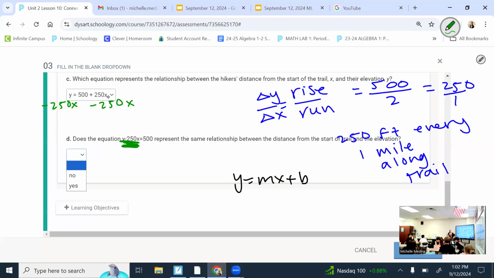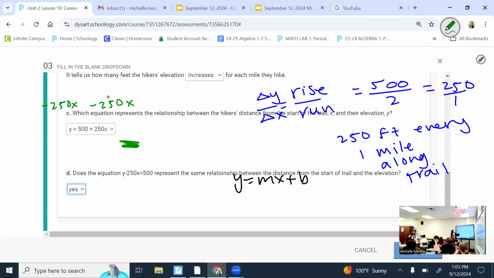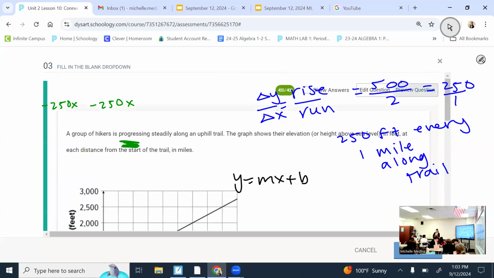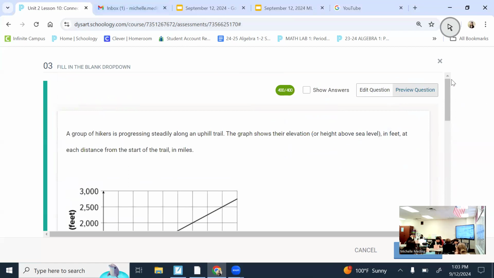Not to nerd out, but they really hit all the parts you need to know. So yes, it does represent the same relationship because you can manipulate this one to get that one. You can. Let me make sure the key is right. I'm confident in all my answers, but sometimes the key is wrong. So let me check. I'll scroll. Okay, yeah, the key is right.